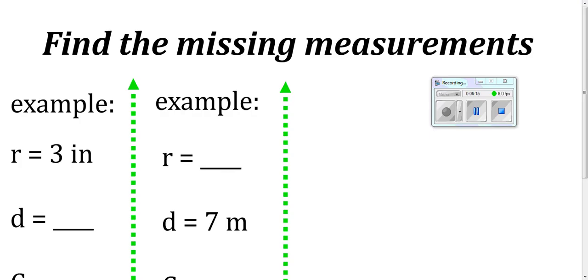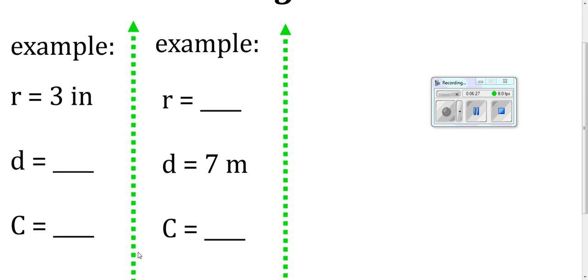Okay, I want you to try this on your own. It says find the missing measurements. If I give you the radius, please find me the diameter and then the circumference. And then if I give you the diameter, find the radius and the circumference also. Leave your answers in terms of pi, meaning don't actually multiply out the pi. Keep it like a variable. So go ahead, pause the video, give it a shot, and then when you're ready, press play and I'll talk through it. Okay, I'm pausing.